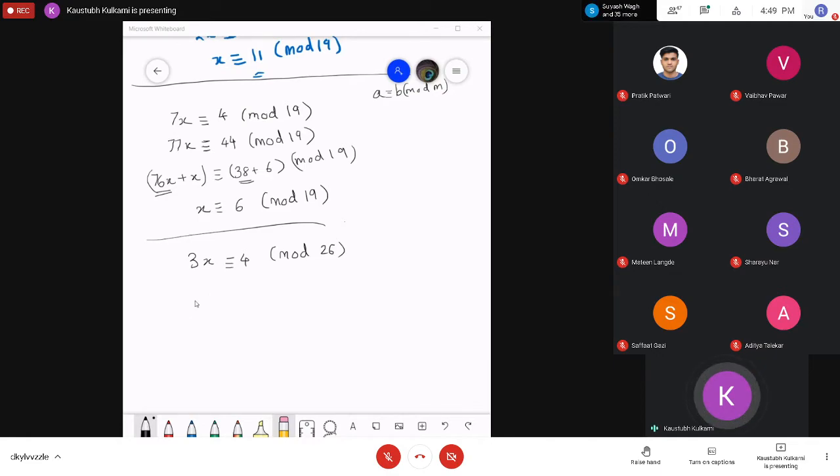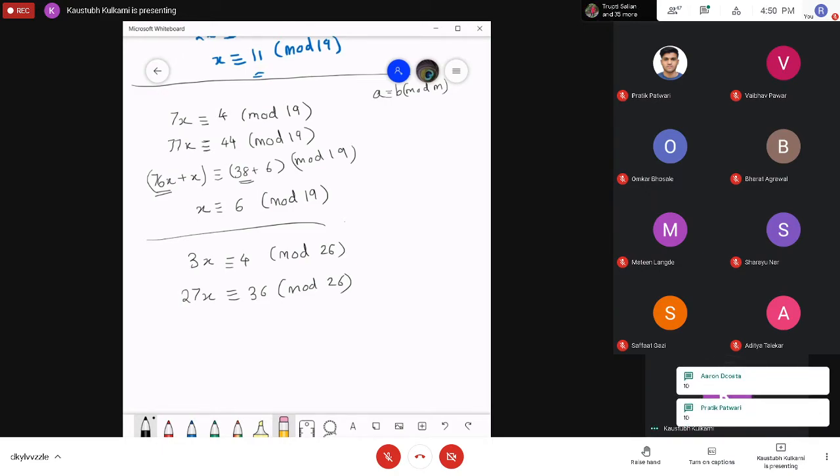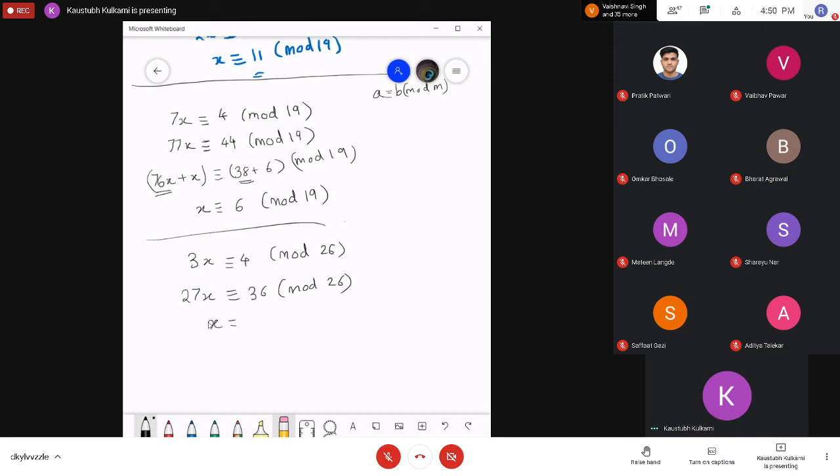So let's multiply by 9 on both sides. So 27x is congruent to 36 mod 26. And directly, what is the solution? What is x? Simple example, x is 10. Yes, x is 10. Okay, this is 26x plus x, and this is 26 plus 10.